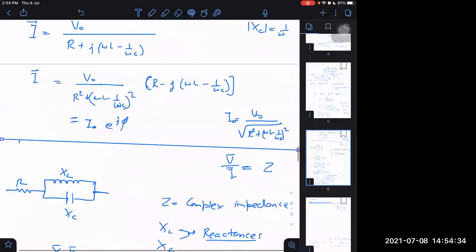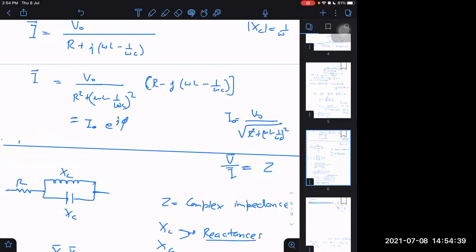Very simple way. Very, very simple. Just take tan phi equals, this is minus here, so I will write minus of omega L minus 1 by omega C divided by R. This is tan phi. Okay, this is the I value. Understood? Yes, sir. After getting this, they may ask you to draw the phasor diagram.